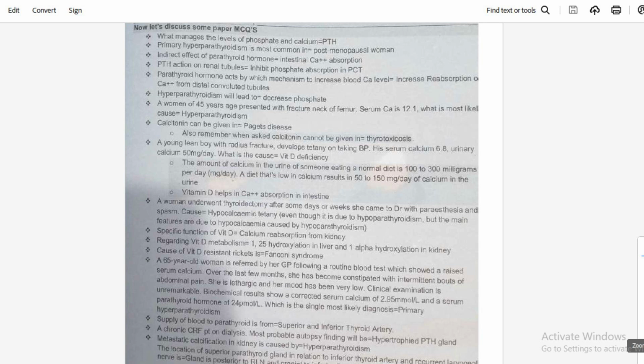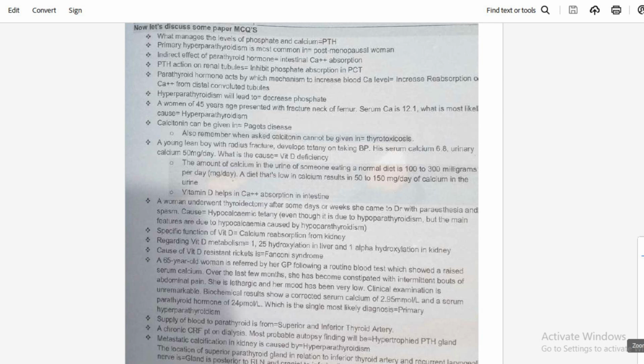Also a clinical scenario in an MCQ: a 65-year-old woman with a routine blood test which shows raised serum calcium, and then there is the discussion that a patient is constipated with abdominal pain, lethargic and low mood, and on biochemical results the serum calcium level is 2.95 millimoles per liter and parathyroid hormone is 24 picomoles per liter. So what is the diagnosis? The diagnosis is primary hyperparathyroidism, since there is a raised serum calcium and the other symptoms are related to hyperparathyroidism.